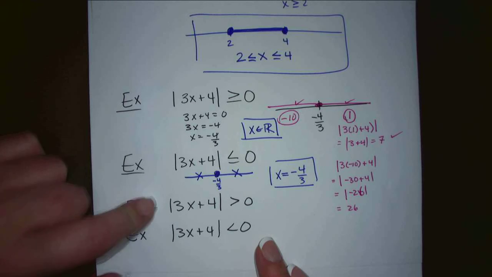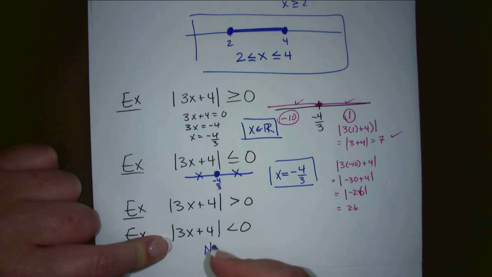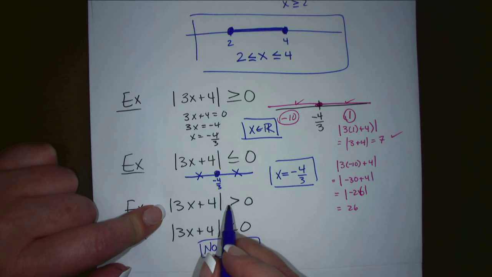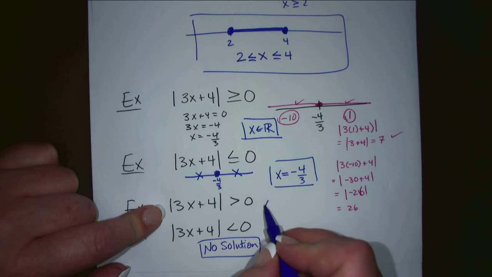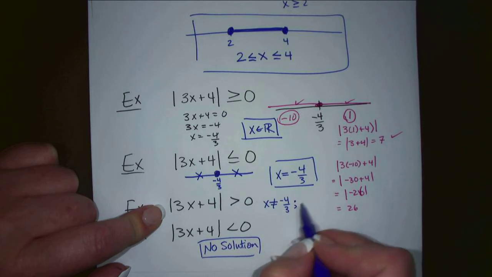Start with this last one. It can never be negative, and now we don't want it to equal 0 either. So what would the solution to this last one be? No solution. Now this one, everything worked, but we don't want it to equal 0. So how would we say our solution? X cannot equal negative 4 over 3, but it can be anything else.